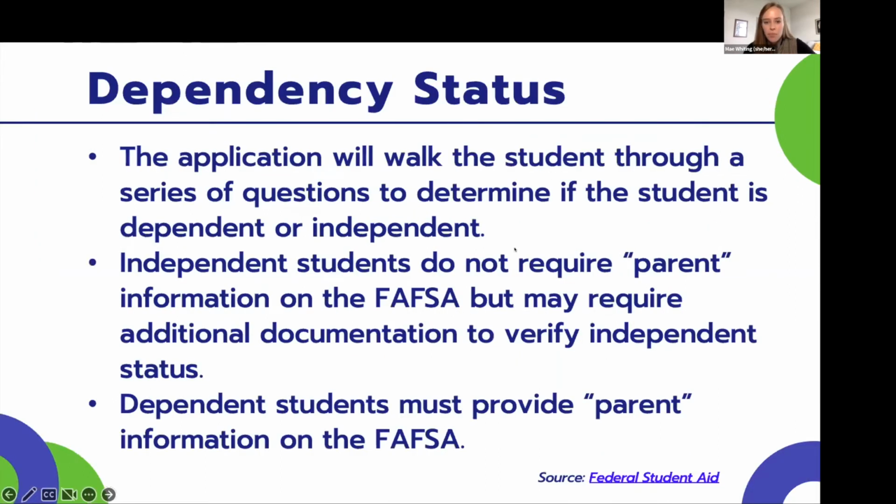Okay, so let's talk more about dependency status. The actual application is going to walk the student through a series of questions to determine whether the student is dependent or independent. And it will skip questions that aren't relevant to the student. The FAFSA does that a lot, actually. It has built-in skip logic. Now, independent students, as you know, do not require any parent information on the FAFSA. However, they may require additional documentation just to verify their independent status, because being independent on the FAFSA is less common than being dependent. And then dependent students will have to provide parent information on the FAFSA.